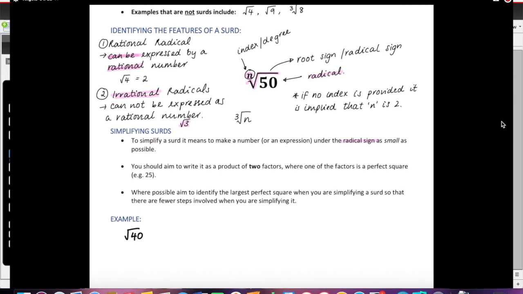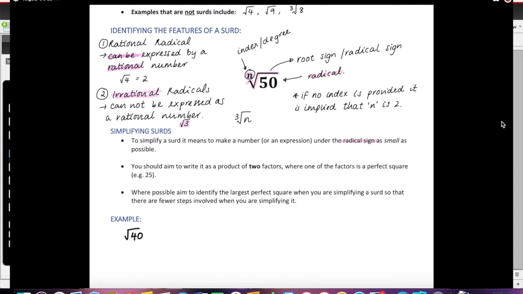So if we take a look at this first example that I've written, I've written down that we want to simplify the square root of 40. So here what I'm going to do is work through the process above in order to simplify the square root of 40 to its smallest or simplest possible surd.